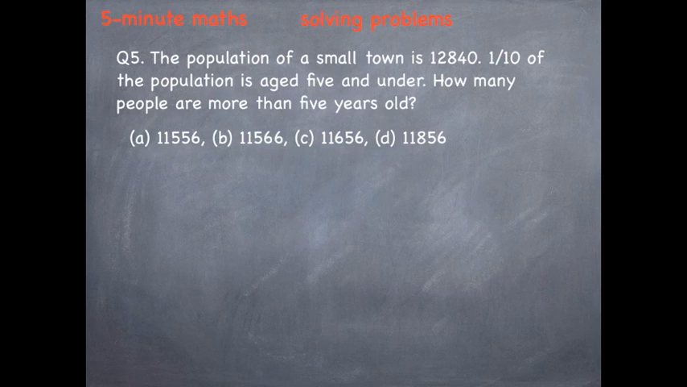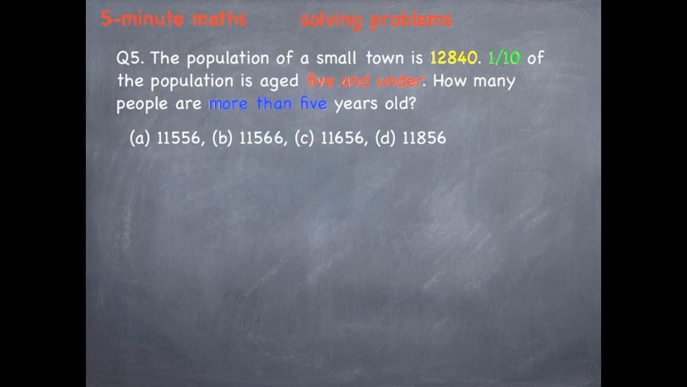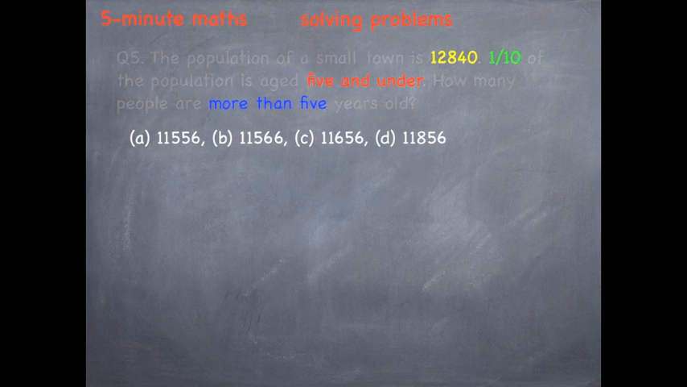The essential mathematical skill here is to be able to look at everyday scenarios like this and strip them down to the bare essentials so that the key factors stand out. In this question, I'll focus on the population size, that's this number, 12,840, this fraction, 1/10, and these two age groups, 5 and under and more than 5. And now, as long as you've understood the storyline, everything else can melt away.